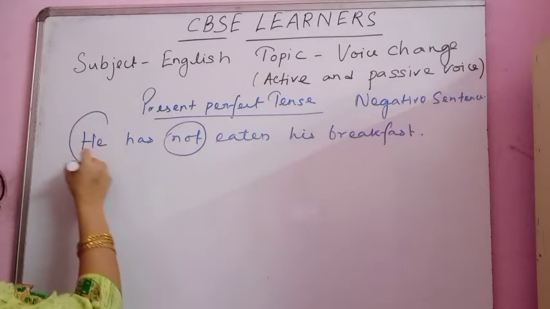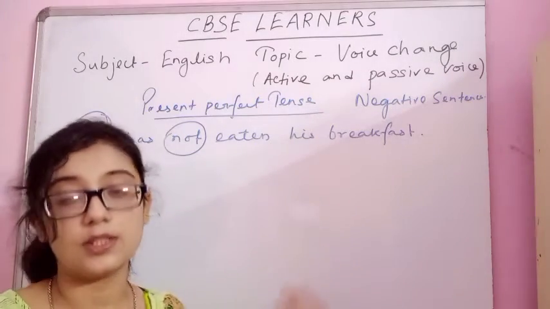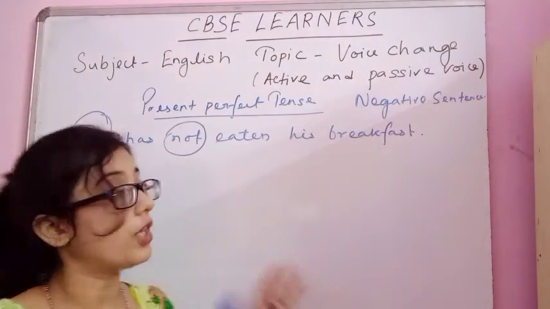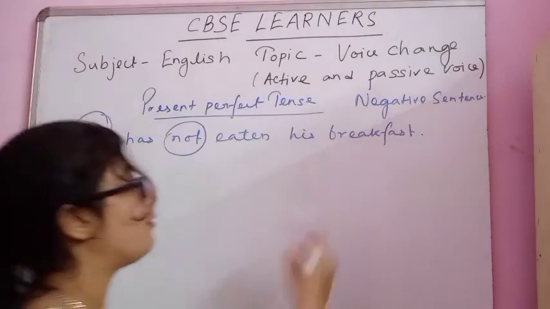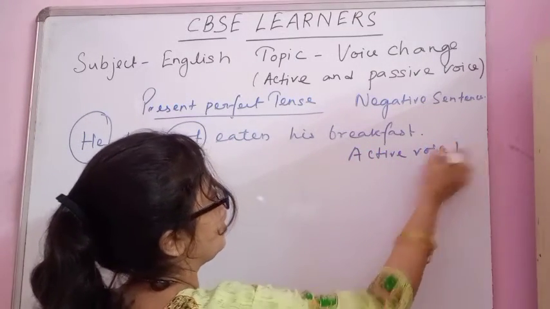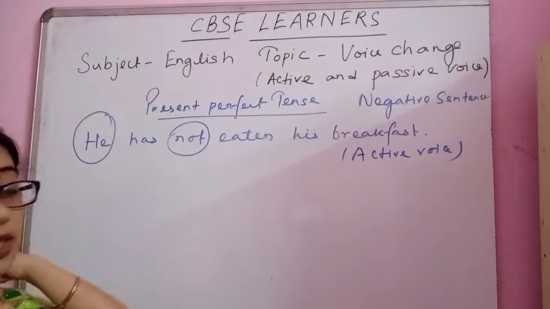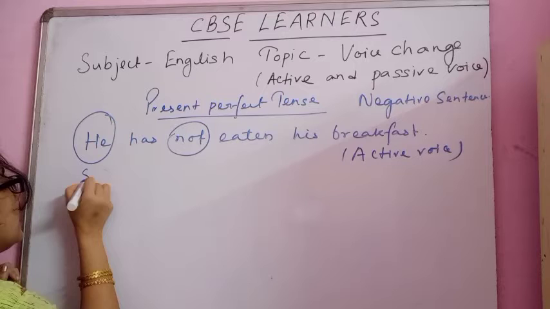And here the focus is on the subject, that is he. So we can call this sentence, or the voice of the verb, an active voice. Active voice. Now how to change this one? So now before changing we need to construct the formula. What will be the formula?